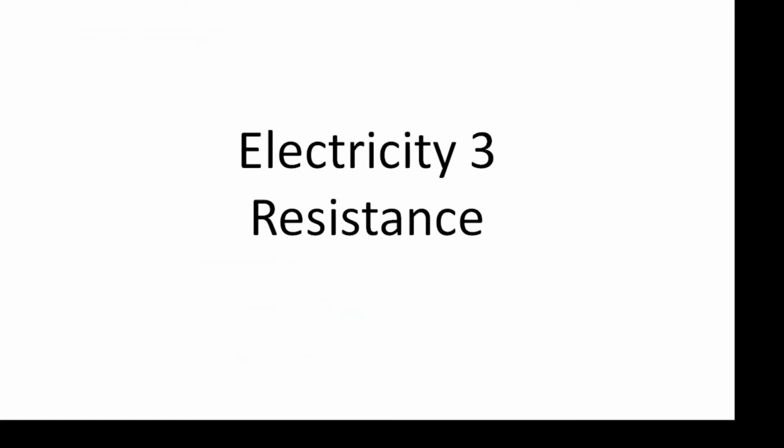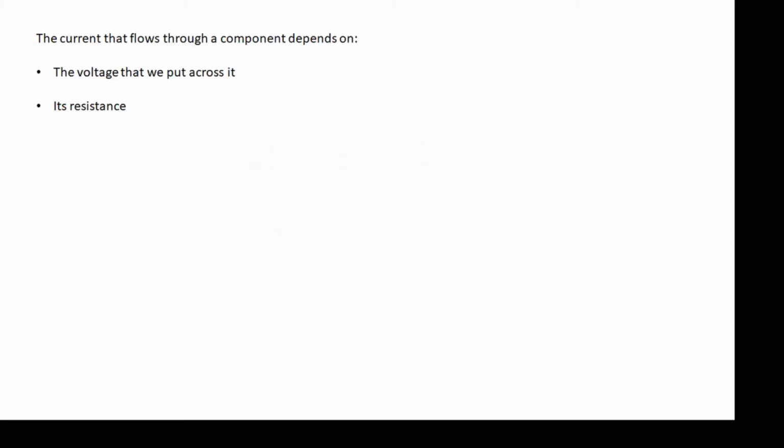This is my third electricity video, and it's about resistance. The current that flows through a component depends on the voltage that we put across it, and it depends on a property of the component that we call its resistance. You can think of it as how hard it is for a current to flow through something, how much it resists the flow of current.